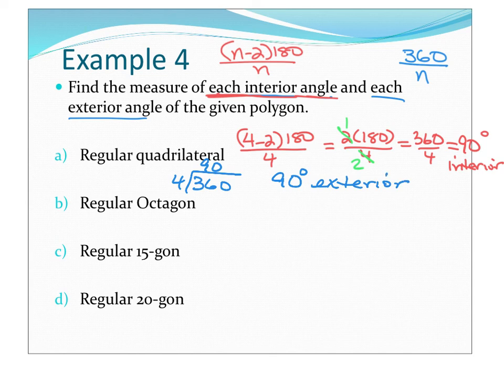For the octagon, this is where you need to know that an octagon has 8 sides. So your n value here is going to be 8. We could do the exterior first since I've got the blue here. I'm going to do 360 divided by 8. When I do that, I get 45. So each exterior angle of an octagon is going to be 45 degrees.